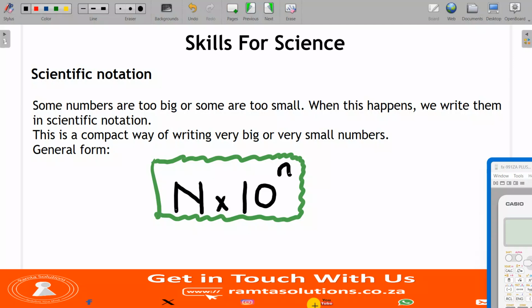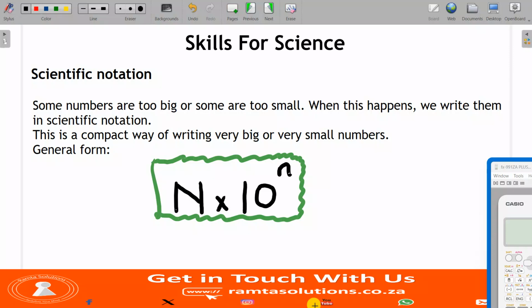Today, in your fundamental topic, Skills for Science, we are looking at scientific notation. Imagine working with some numbers that are way too big, like 10 to 15 digits. When we write such numbers, including myself, I get tired of writing them. They're boring. And some numbers are so small.